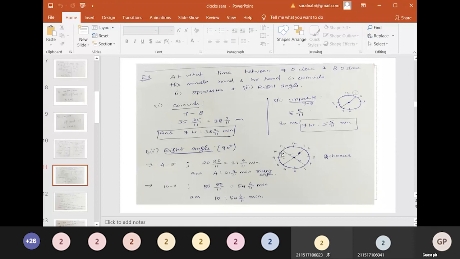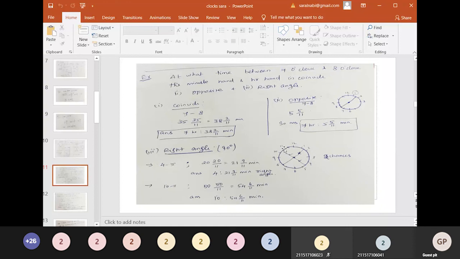Between 10 to 11 also your hour and minute hand will show a right angle, so that you can calculate for 10 to 11. So you consider 10, so 50 into 50 by 11 gives this answer. So at 10 hours 54 and 6 by 11 minutes, it will show a right angle. So the hour and minute hand will show right angle 2 times. There are 2 chances to show the right angle. First when it is between 4 to 5, and at the same time between 10 to 11 also it can show the right angle.